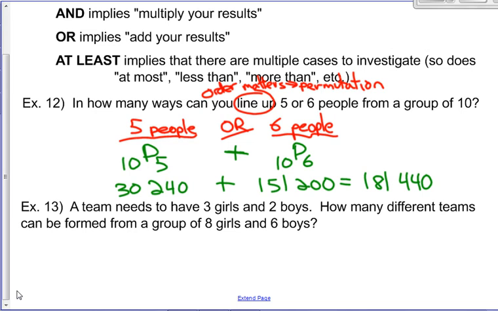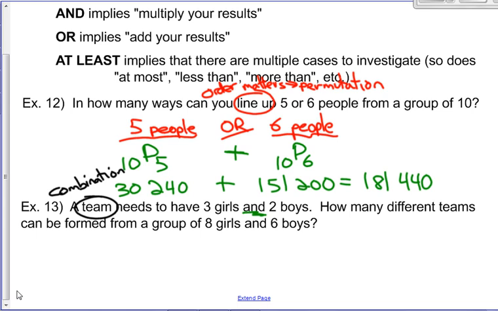A team needs to have 3 girls and 2 boys. How many teams can be formed from a group of 8 girls and 6 boys? A team. Let's see. Does it matter on a team the order that I pick the people? Like, is the team Alice and Bob the same as the team Bob and Alice? Unless we're talking about specific jobs for people, the answer would be yes. A team would typically imply combinations. That order is not important. The order of selection is not important.